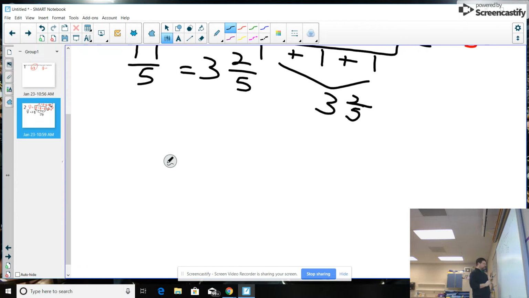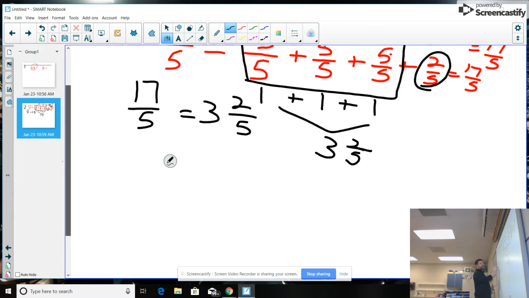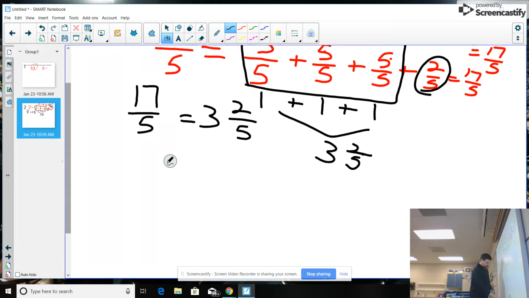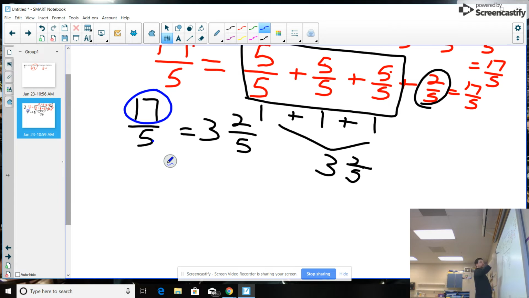There is another route to go with this. You don't have to add it all together like we just showed you. You can also use division to help you. Because when I'm looking at the 17 here, I know that I'm trying to get it into groups of 5, which is what you see right here. How many groups of 5 can I get out of 17?